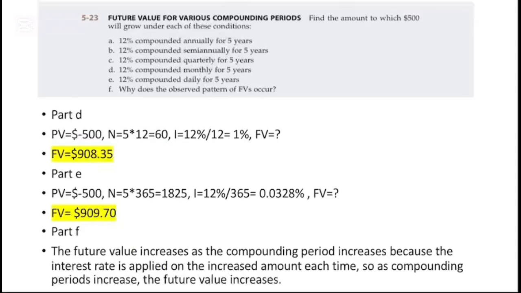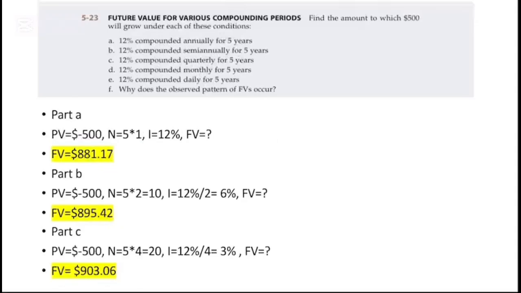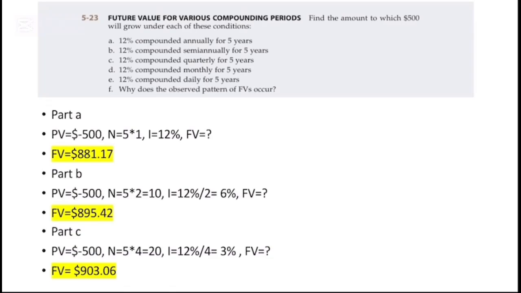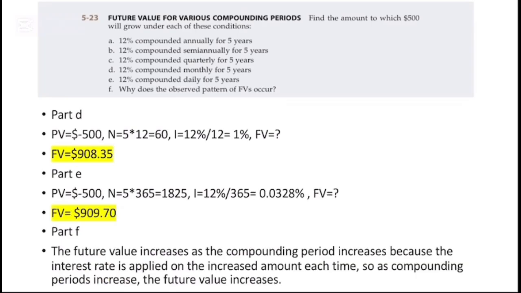In part F, it says, why does the observed pattern of FVs occur? So what is the pattern that is occurring? In part A, we were compounding annually, so we had 881, but as the compounding periods increase, from annual to semi-annual to quarterly, then monthly, and then daily, you will see that the future value increases gradually. It increased from 881 to 909. So the answer is that the future value increases as the compounding period increases, because the interest rate is applied on the increased amount each time. So as compounding periods increase, the future value increases.